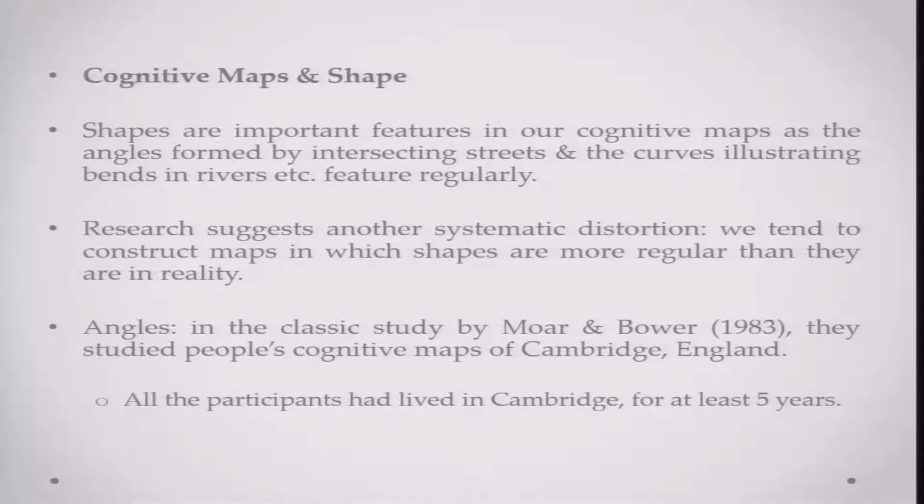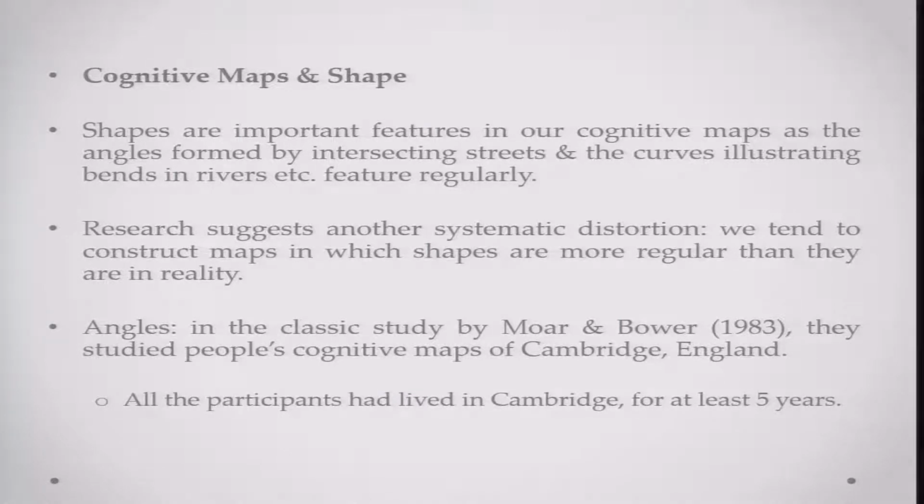There has also been some research regarding cognitive maps and shape. Shapes are very important features in cognitive maps, as the angles formed by intersecting streets, the curves, and the bendings of rivers are very important information that you would like to maintain. Now, research suggests that there is also another systematic distortion. We tend to construct maps in which shapes are much more regular than they actually are, for example, angles. In a classic study by Moar and Bower in 1983, they wanted to study the cognitive maps of people for the place Cambridge in England.